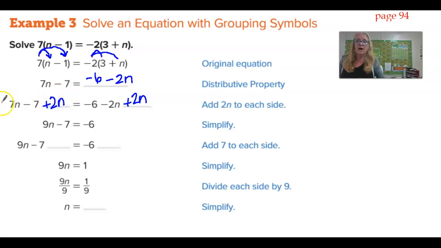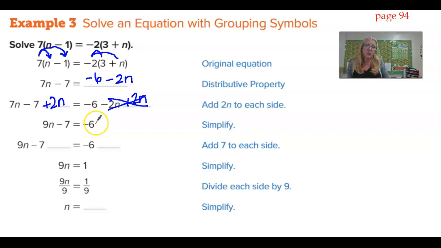All right. On the left-hand side, we can combine the terms 7n and 2n. It's positive 7n, positive 2n, which gives us positive 9n. And then we have the -7, which can't be combined with n's. On the right, we have a -2n and a positive 2n. Those wipe each other out. That was the plan. And we're left with just -6.